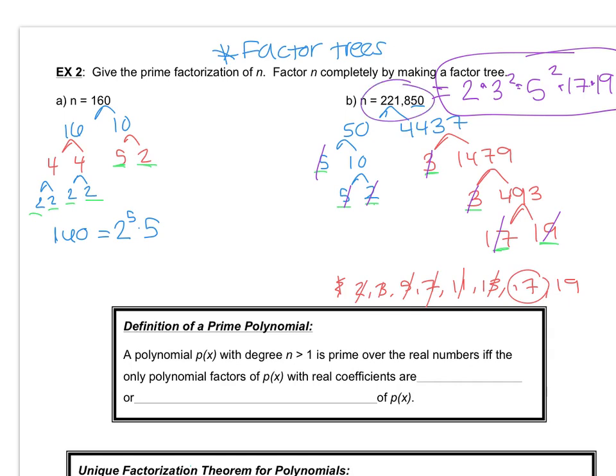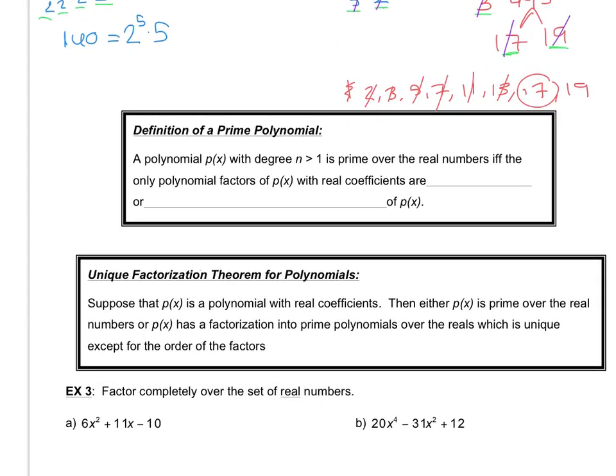The rest of this section is really just on prime polynomials, and when you're representing a prime polynomial or showing prime factorization, you're just factoring. So a lot of this is review. We're just going to be factoring polynomials. I'm not so much worried that you memorize the definition of a prime, but just be able to represent the factored form of a polynomial. So a polynomial p of x with degree greater than 1 is prime if and only if the only polynomial factors of the polynomial with real coefficients are constants or constant multiples of p of x.